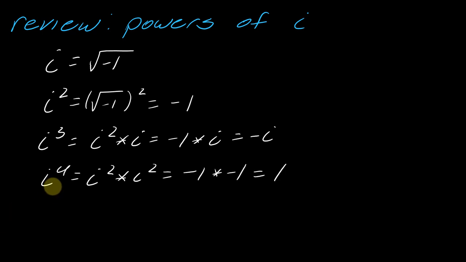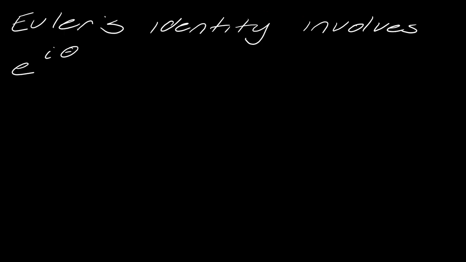And then i to the fourth, I can break up as i squared times i squared. So that'll be -1 times -1, which equals 1. And then we cycle back, so i to the fifth gets us back to just i. The first thing to remember here is that powers of i cycle through i, -1, -i, 1, i. Okay? So we are now talking about Euler's identity, which involves e to the i theta.